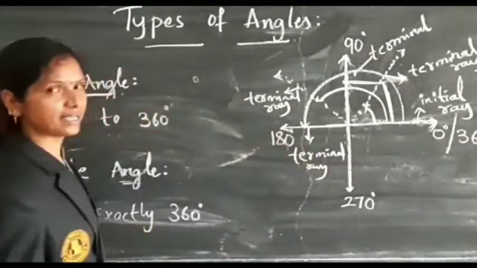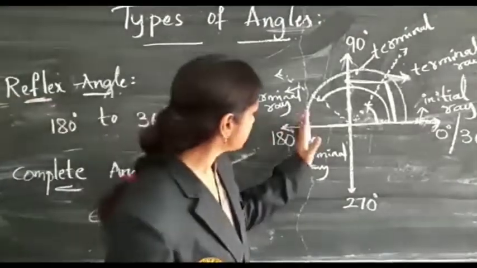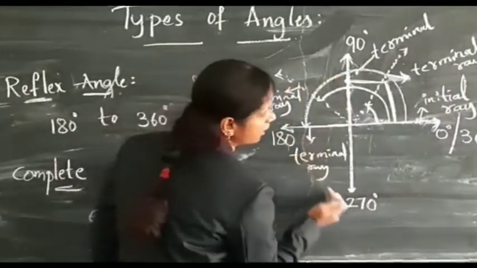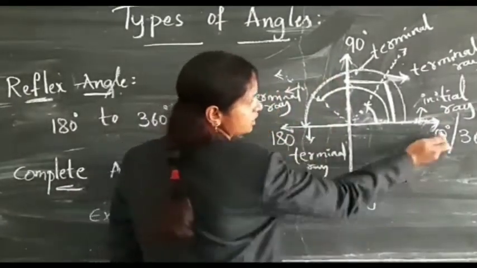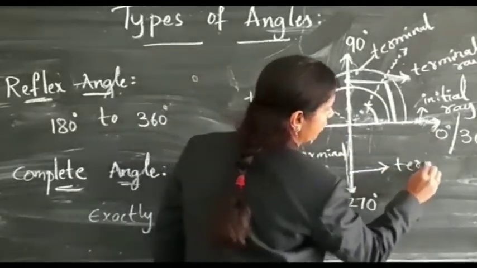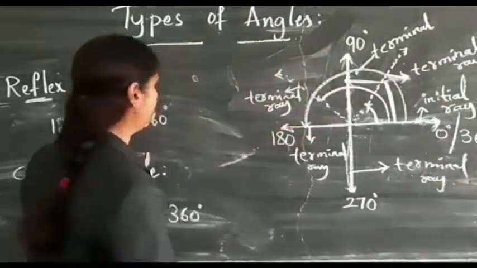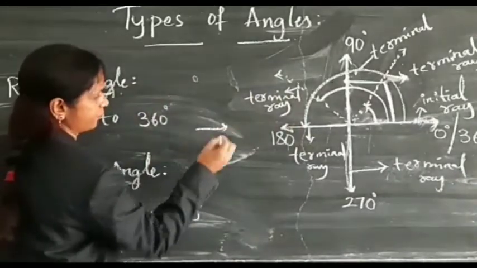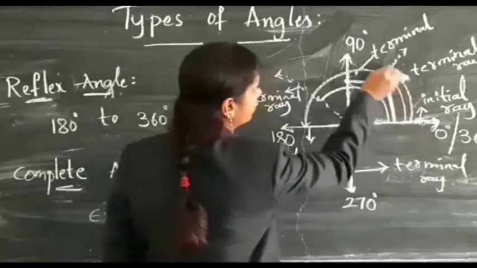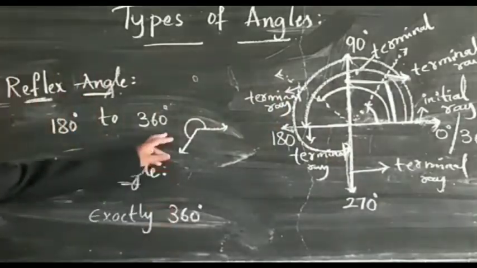Okay. Now the reflex angle. A reflex angle means the angle lies between 180 degrees and 360 degrees. Obviously the initial ray is at 0 degrees and the terminal ray lies between 180 and 360 degrees. Here I am taking this as a terminal ray. So here it looks like this. So it's a reflex angle.